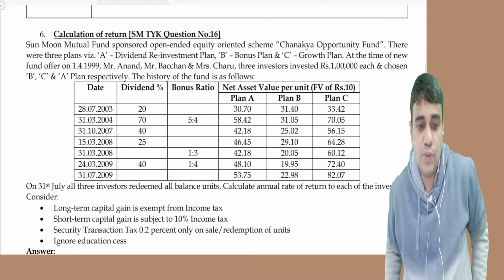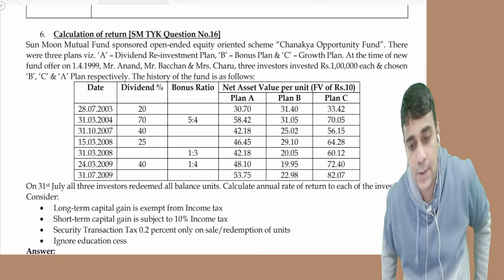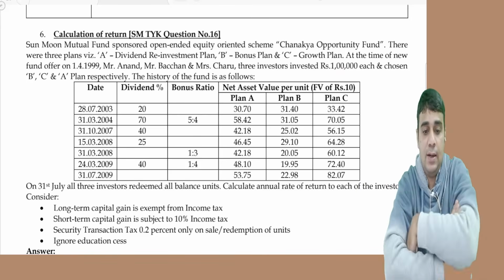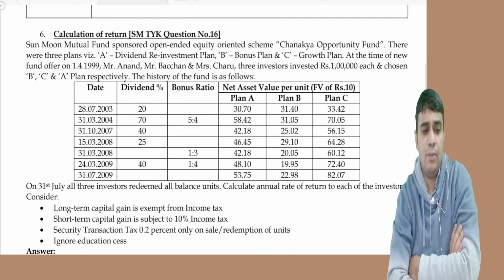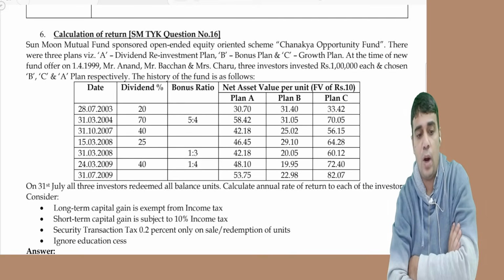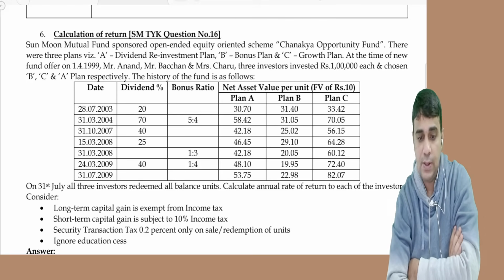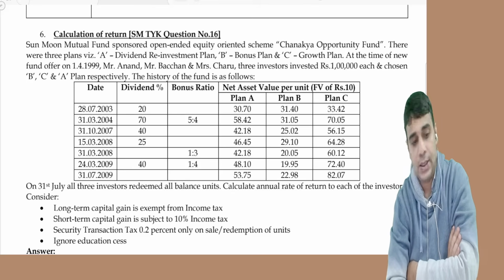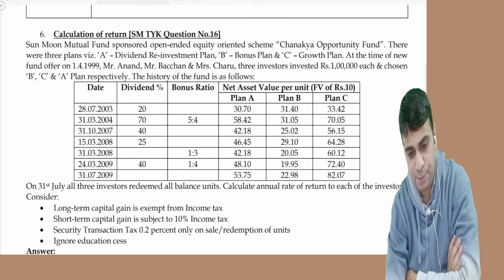Sun Moon Mutual Fund sponsored an open-ended equity-oriented scheme, Chanakya Opportunity Fund. There were three plans: dividend reinvestment plan, bonus plan, and growth plan. At the time of the new fund offer on 1/4/1999, Mr. Anand, Mr. Bachan, and Mrs. Charu, three investors, invested 1 lakh each and chose B, C, and A plan respectively.